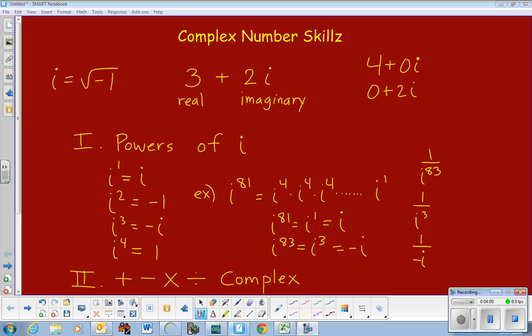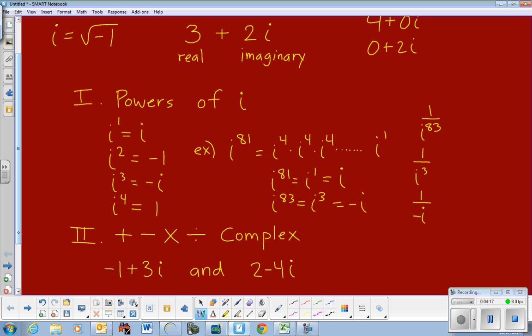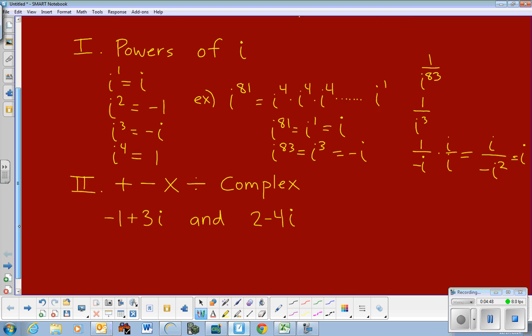Now, that brings us to our next topic of add, subtract, multiply, and divide. You cannot have i's in the denominator, much like you cannot have square roots in the denominator. So what do we do with 1 over -i? We need to rationalize it like we would rationalize a square root in the denominator. Multiply it by i over i. That gives me i on top and -i squared on the bottom. But -i squared is -1, which is +1. So we get i over 1. So keep that in mind when we get to dividing in just a minute.